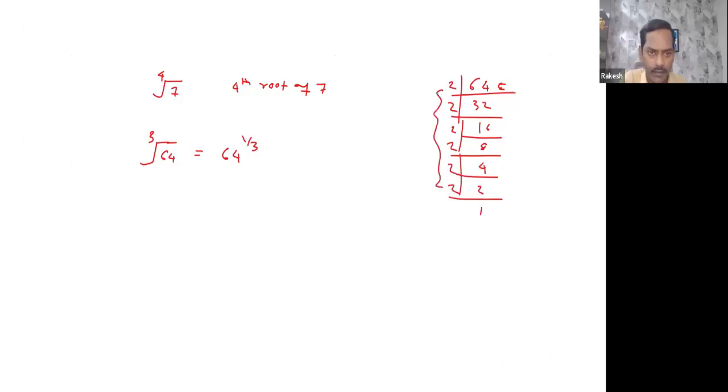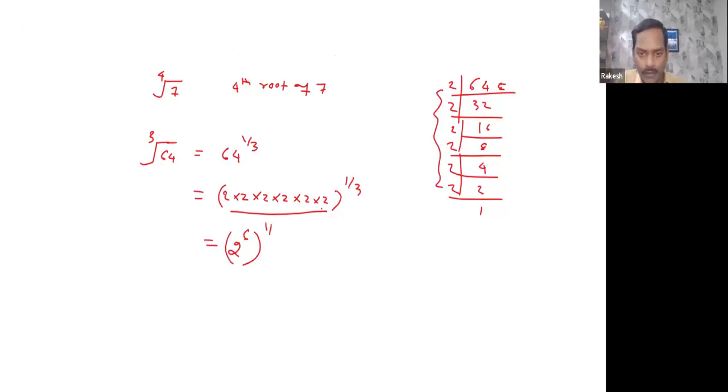So I can write this as 2 into 2 into 2 into 2 into 2 into 2, whole to the power 1 by 3. Now this is 2 multiplied how many times? 6 times. So we can write it as 2 to the power 6 whole to the power 1 by 3. Now we can apply the law of indices, which says that a to the power m whole to the power n is nothing but a to the power m into n. So we can write it as 2 to the power 6 into 1 by 3, which comes out to be 2 to the power 2, or is equal to 4.